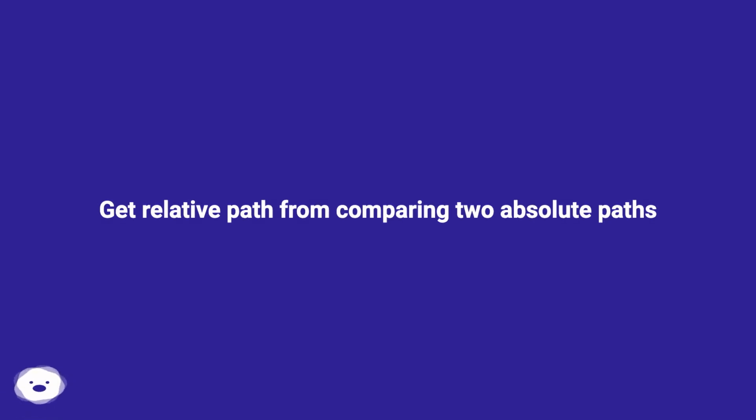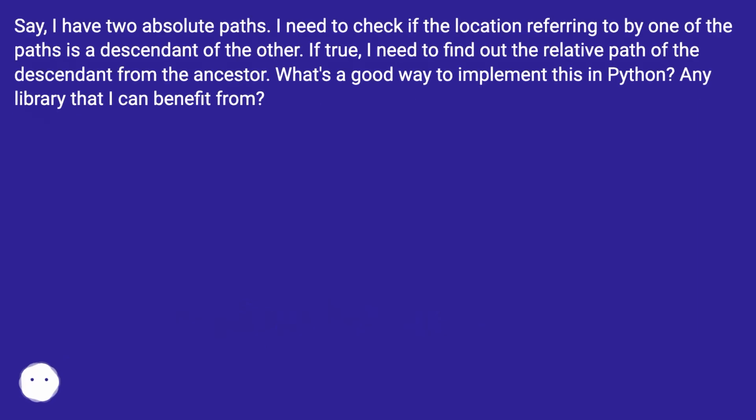Get relative path from comparing two absolute paths. Say, I have two absolute paths. I need to check if the location referred to by one of the paths is a descendant of the other. If true, I need to find out the relative path of the descendant from the ancestor. What's a good way to implement this in Python? Any library that I can benefit from?